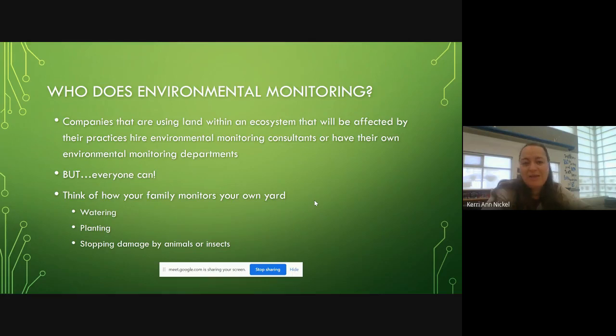But here's the thing, every single one of us can do environmental monitoring. In fact, you and your family probably environmental monitor already. Because think about your yard. Most of you probably have grass in your yard. How do you decide when it's time to water? Well, you've kind of monitored to see that it's no longer wet or damp, it's very dry. Maybe the leaves of the grass are starting to droop or curl up a little bit, and you say, hey, I think we need to go water.